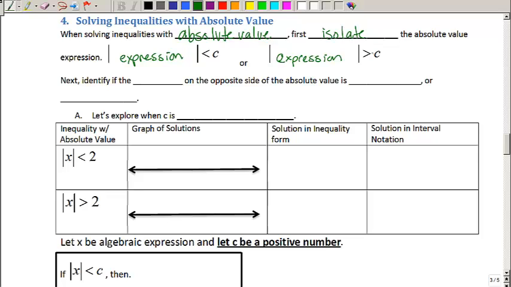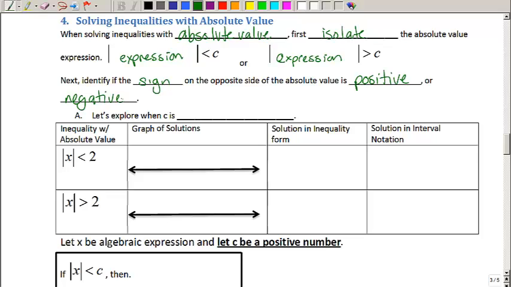Next, I want you to identify if the sign on the opposite side of the absolute value is positive or negative. Just like when we were solving absolute value equations, the positive sign or the negative sign on the other side of the absolute value was very important. It either gave us solutions or it gave us no solution. In this case, again, whether it's positive or if it's negative, we're going to have a very different set of answers.